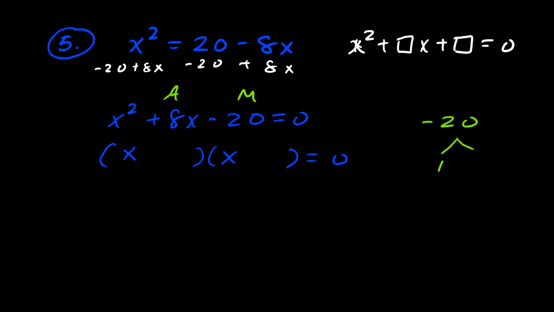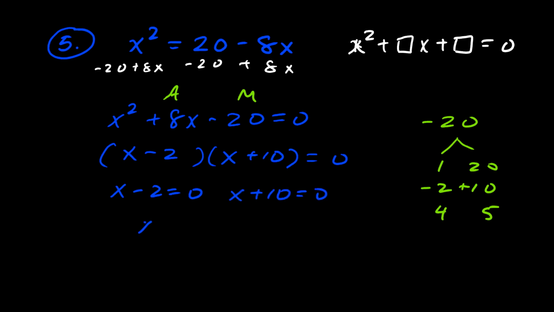So our options are 1 and 20, 2 and 10, 3 doesn't work, 4 and 5. And we're seeing what's going to combine to make a +8 with one of these negatives. 1 and 20 won't work. 2 and 10 will combine to make +8 if we have a -2 and a +10. So we can say -2 plus 10. So now I have x minus 2 equals 0 or x plus 10 equals 0. So x can equal +2 or x equals -10 will satisfy our equation.